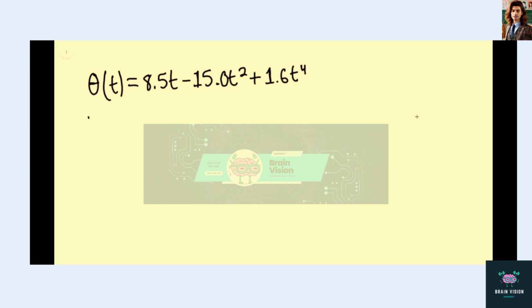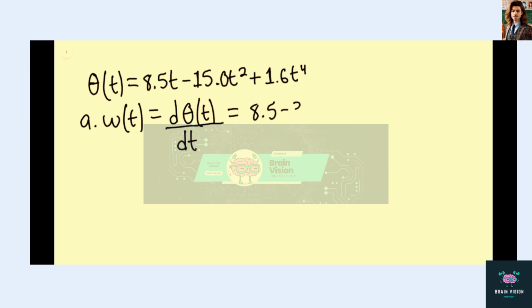For part A, when we want to find the angular velocity in terms of t, this would simply be equal to the derivative of the angular displacement in terms of t with respect to t. And this would be equal to 8.5 minus 30.0 t plus 6.4 t cubed.